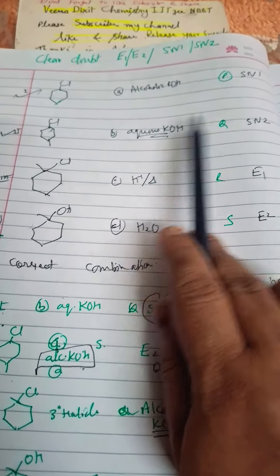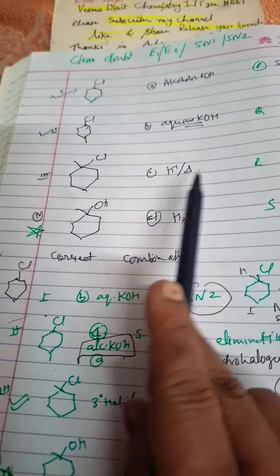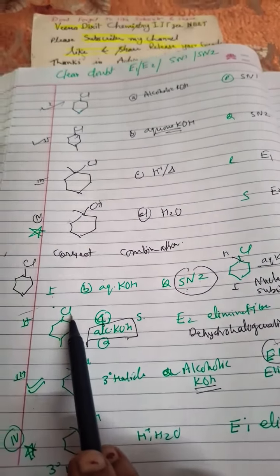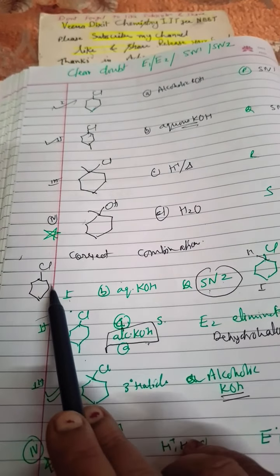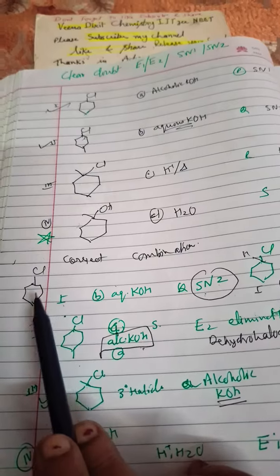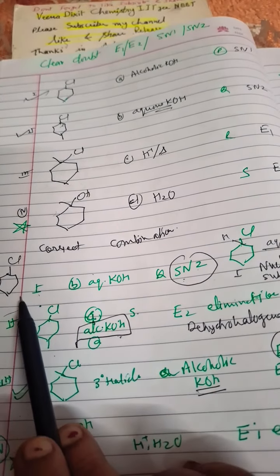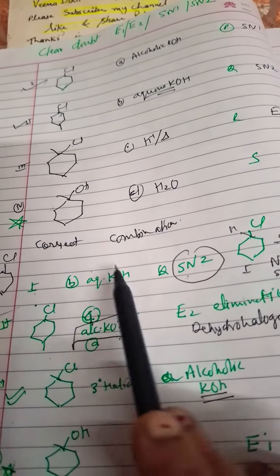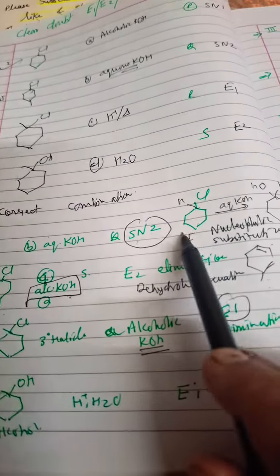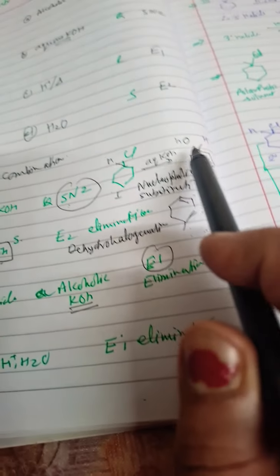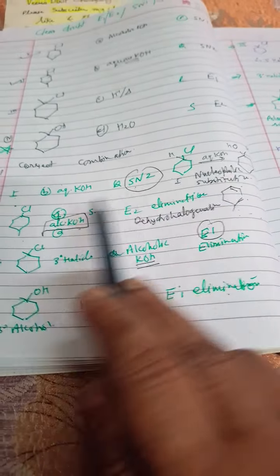Draw this table and we will discuss everything. First, this is chlorocyclohexane. When aqueous KOH reacts with this, an SN2 reaction takes place, inversion of configuration takes place, and we'll get cyclohexanol. This is SN2, which means nucleophilic substitution reaction.